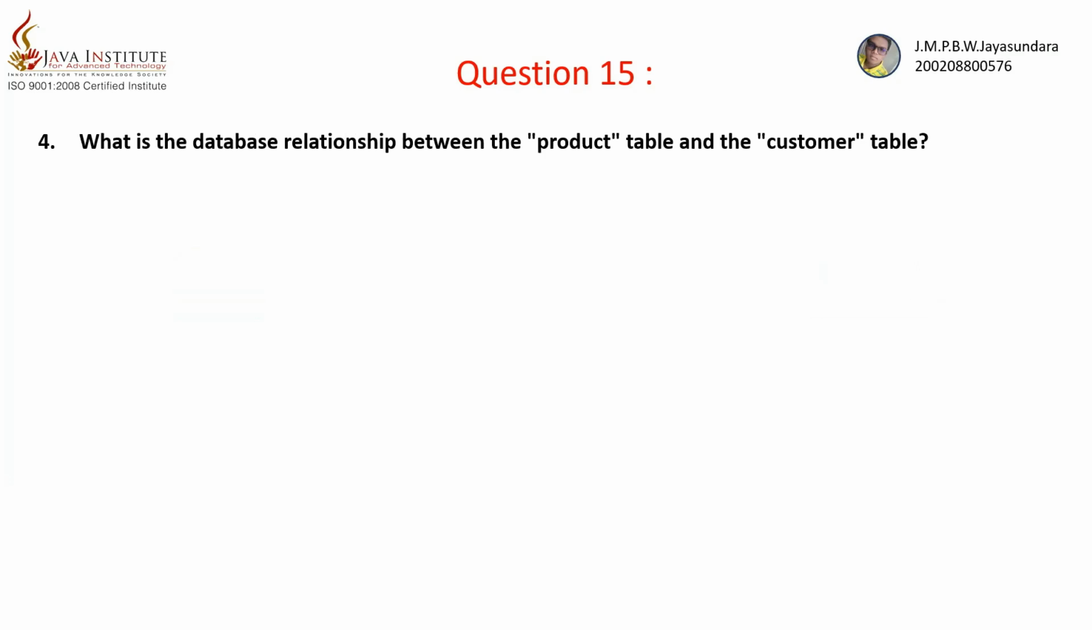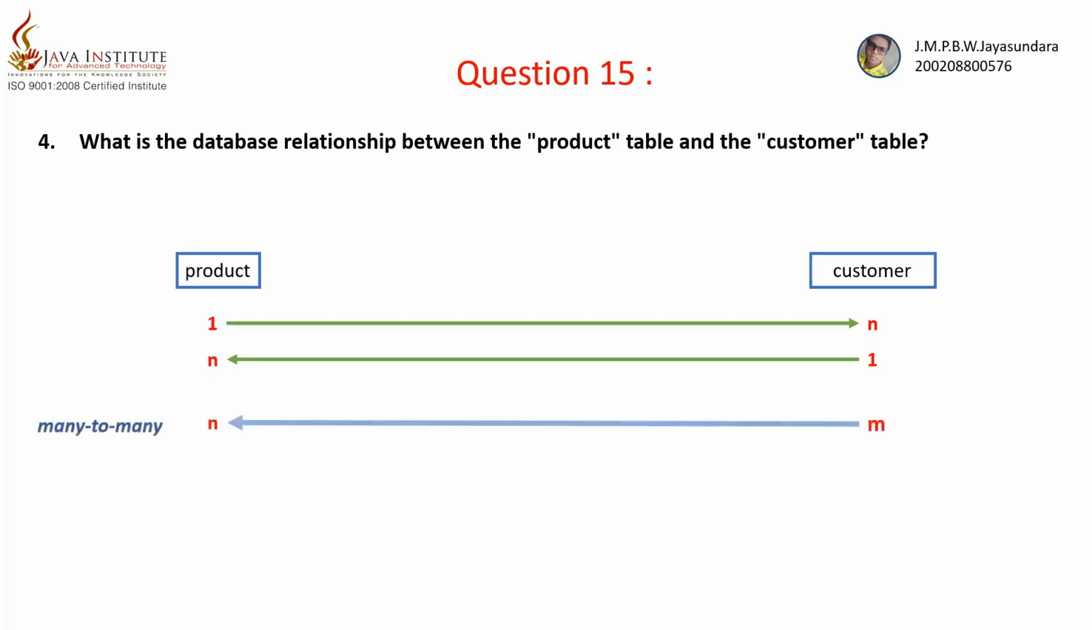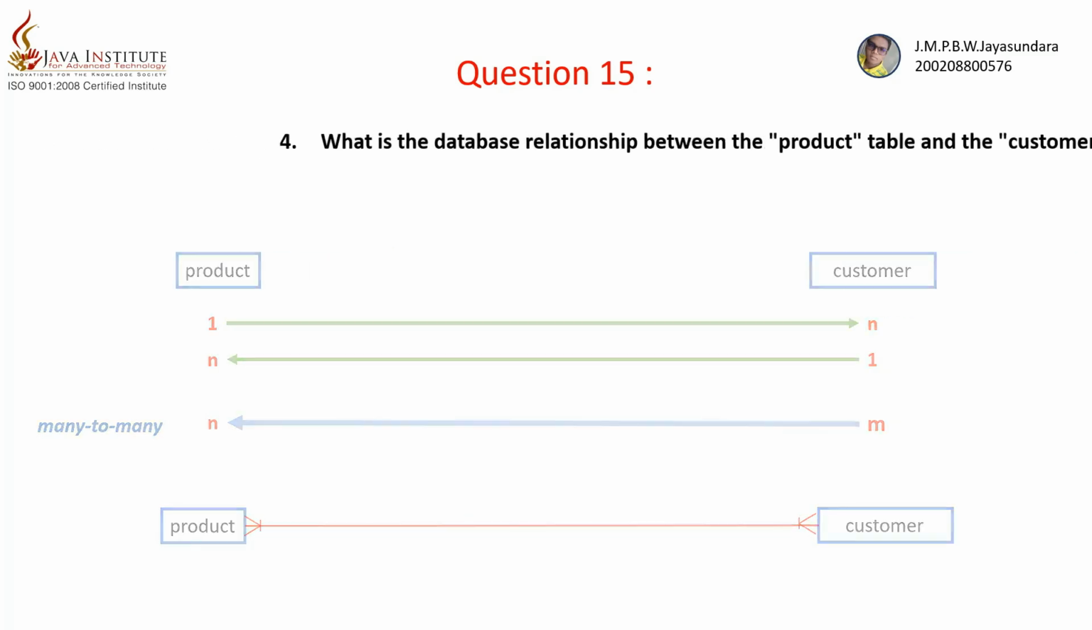Here we have our fourth question. It says, what is the database relationship between product table and customer table? Here we have our two tables as product table and customer table. One product can have multiple customers and one customer can have multiple products. So it's going to be a many-to-many relationship. We can show that relationship like this.